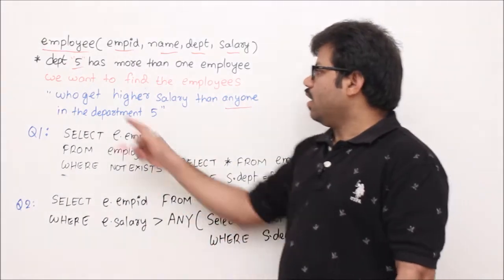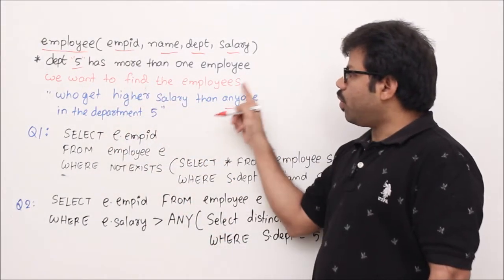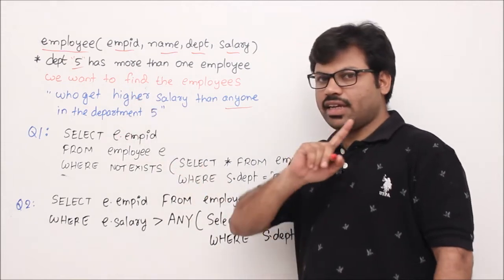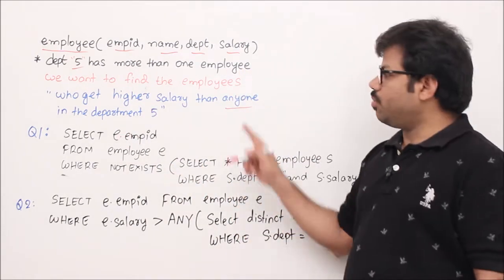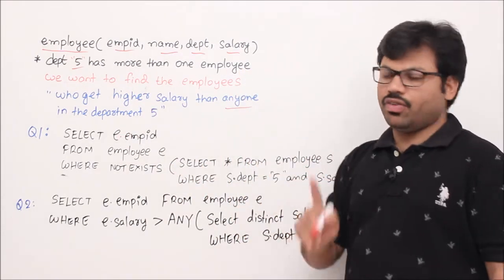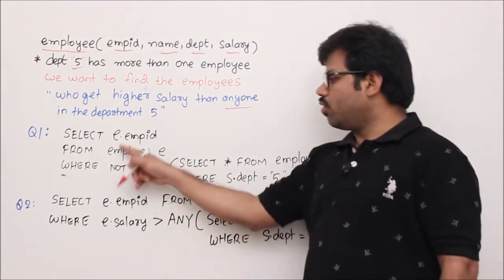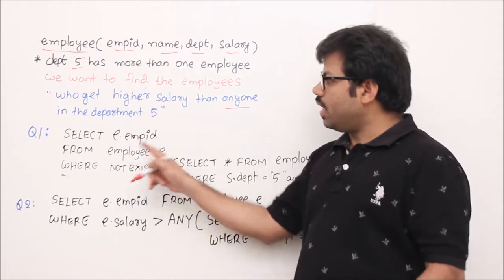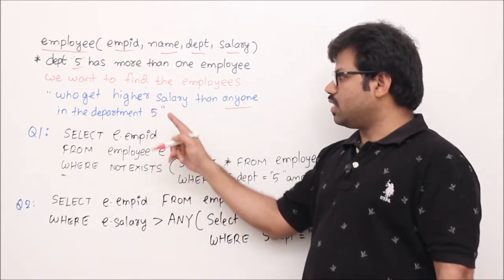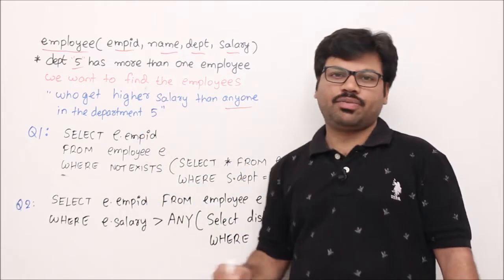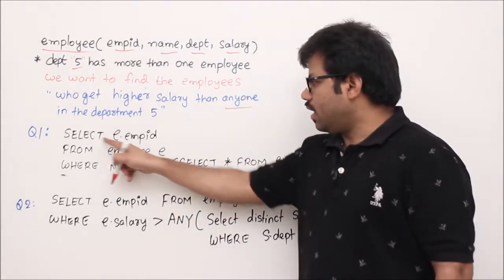In the same way, here we want to find the employees who get higher salary than anyone in department 5. That means everyone in department 5. If you understand that, you can understand these two queries. Now the question: out of these two queries, which one gives output equal to this requirement? We'll see now.